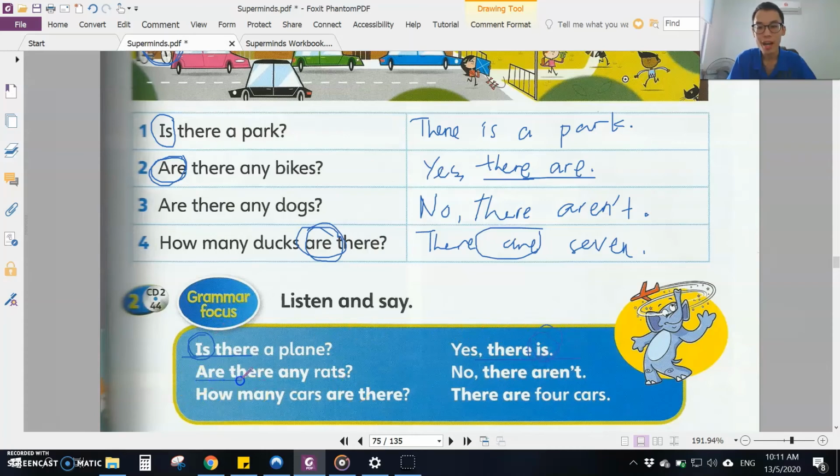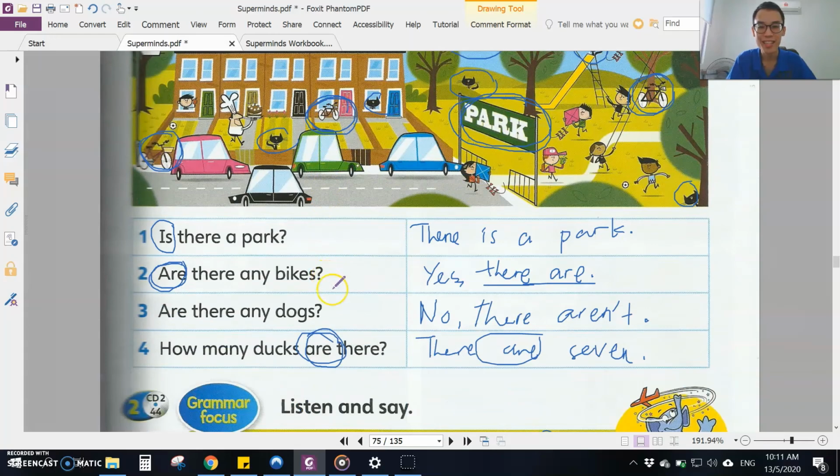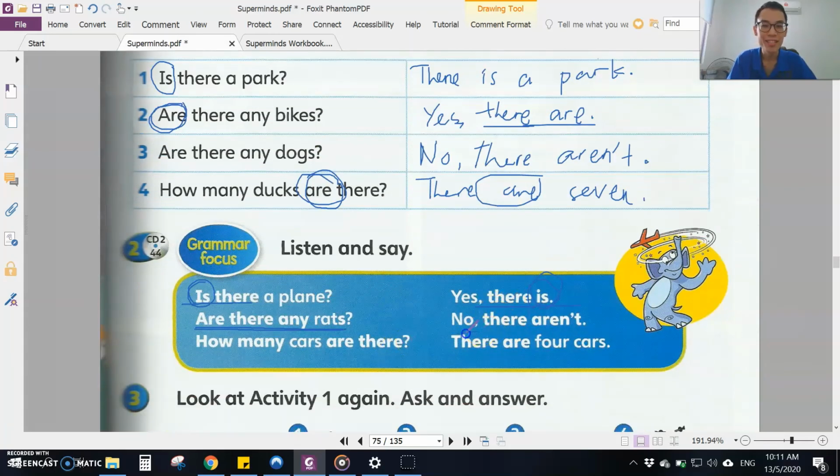Number 2, are there any rats? Can you see any rats here? No, because there are a lot of cats, right? There are a lot of cats around, so the rats dare not come out. So are there any rats? No, there aren't.